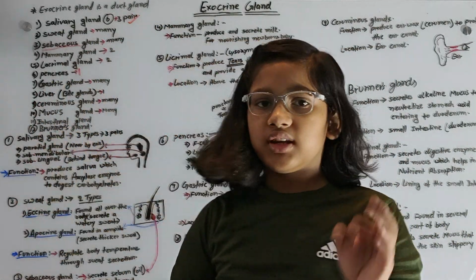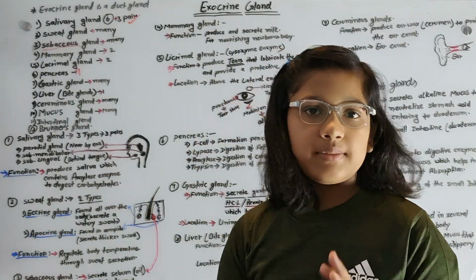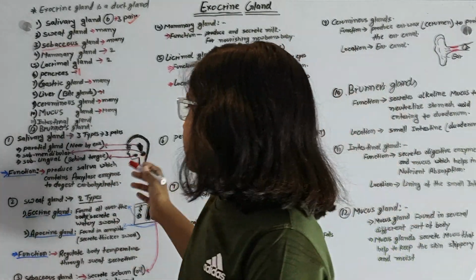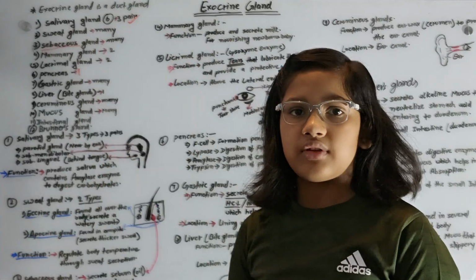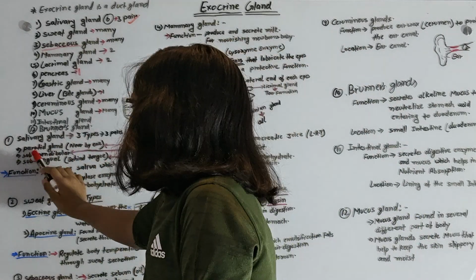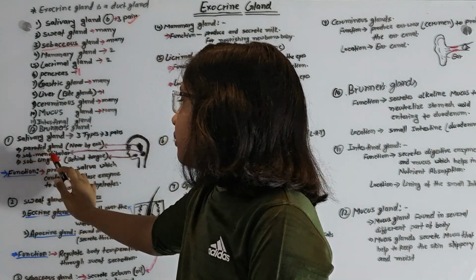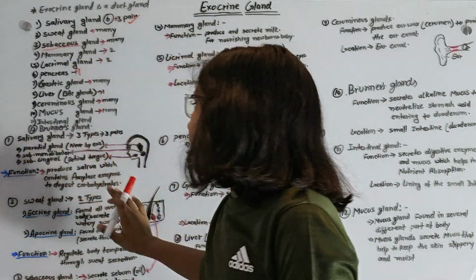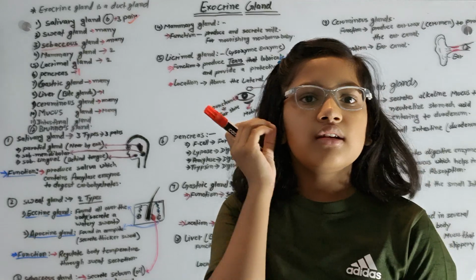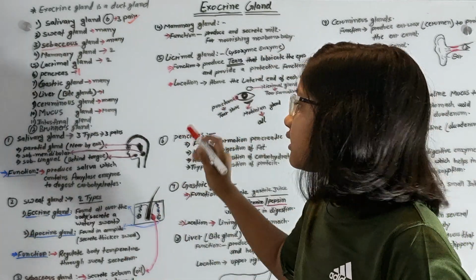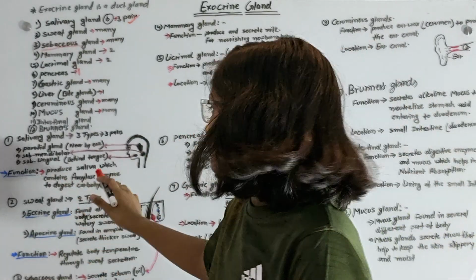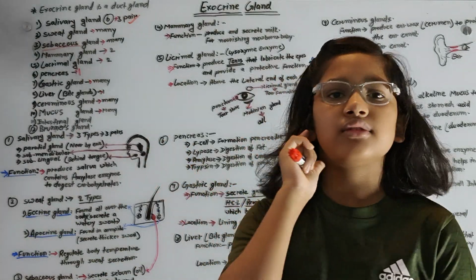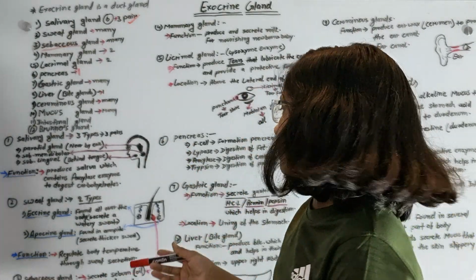Salivary glands are of three types in three pairs. Three this side and three this side. Total six. There are three types of salivary gland. Which types? Parotid gland, submandibular gland and sublingual gland. Parotid gland. It is located nearby the ear. It is the largest salivary gland. Here in the image you can see it is located nearby the ear.